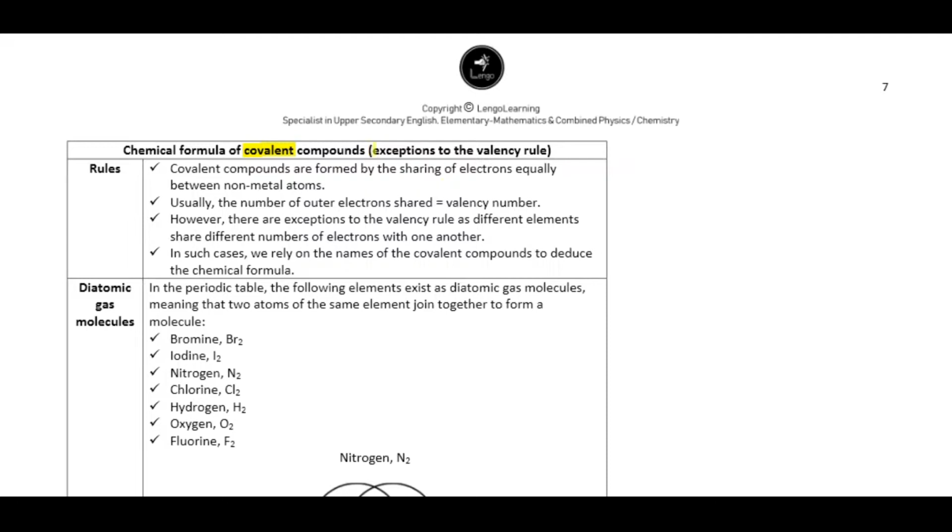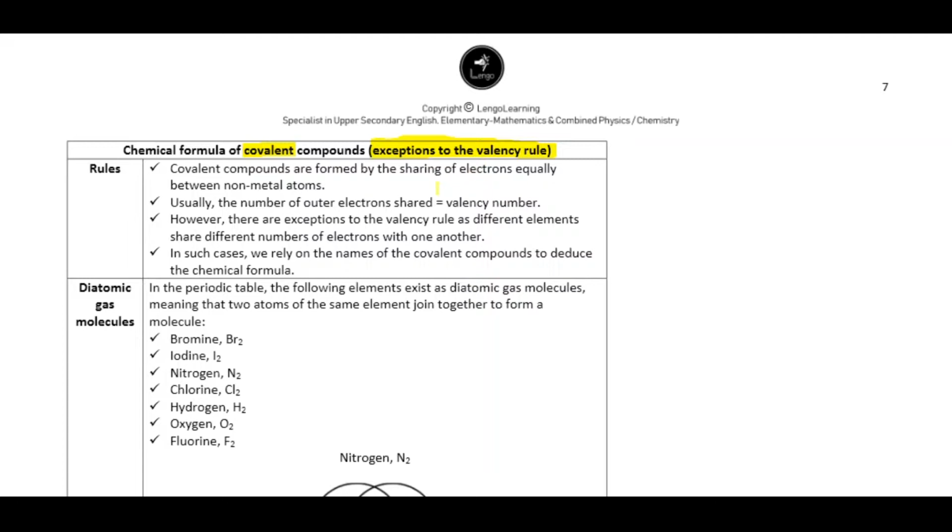So basically, you do not apply the valency rule, for example, in the naming of or deducing the chemical formula of covalent compounds. So the valency rule will not apply to covalent compounds. Just have to know that. So just briefly talk about what are covalent compounds.